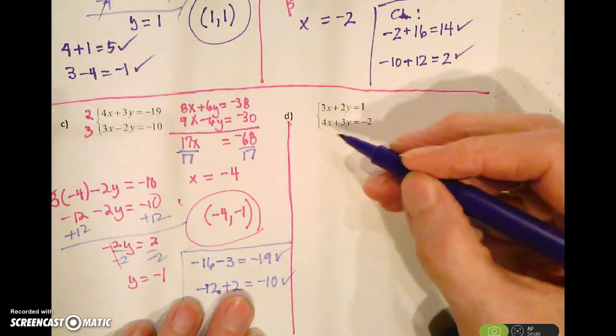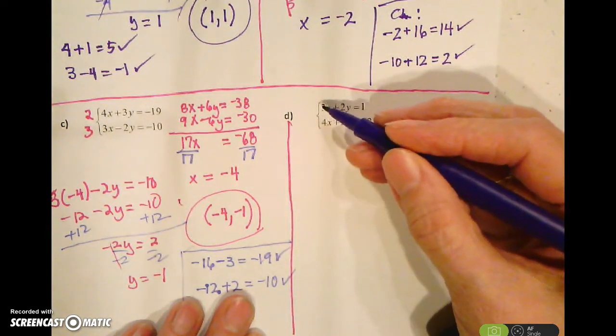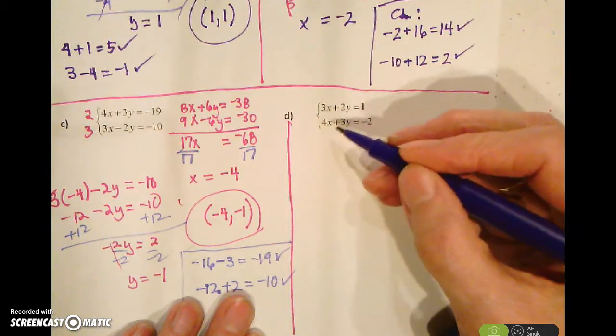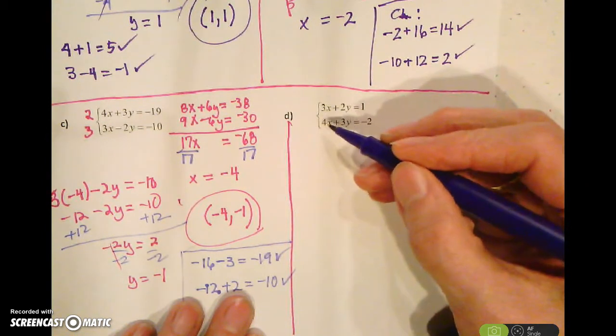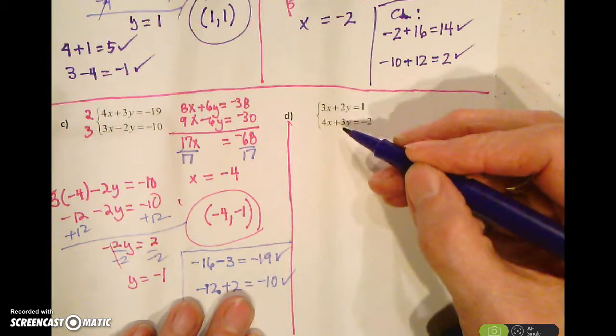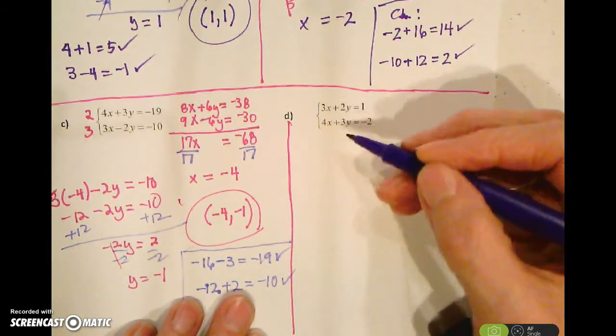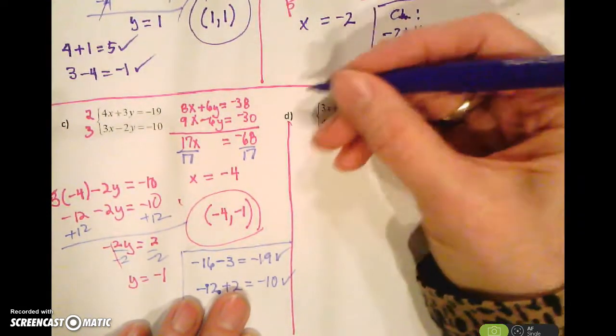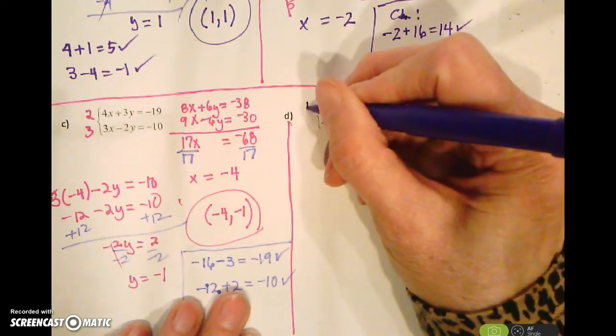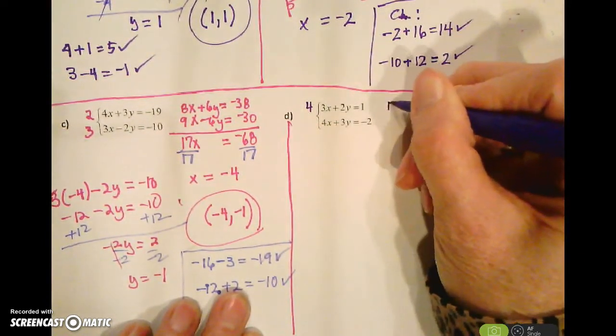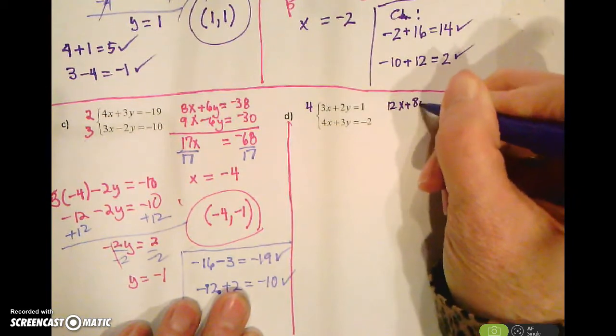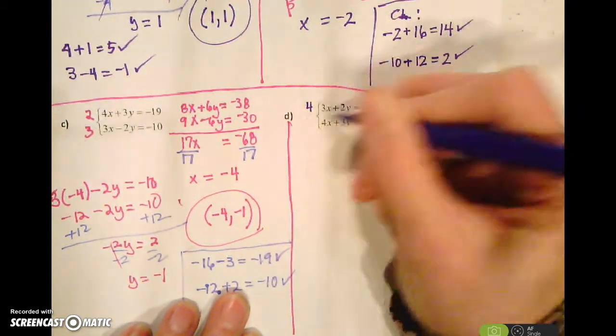In D, we're going to also need to eliminate by finding an LCM. So I can either change these both to 12s or change these both to 6s. Typically, I'd go with a smaller one, but let's do the one in front this time. So I will change these both to 12s, multiply by a 4, get 12x plus 8y equals 4.